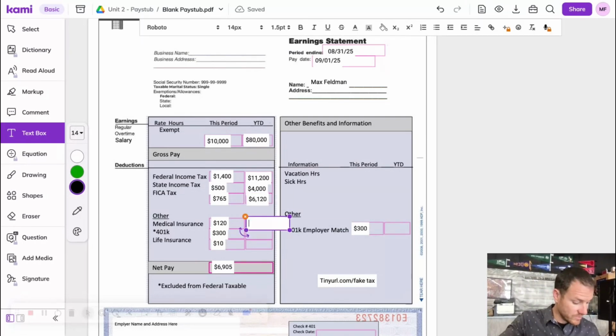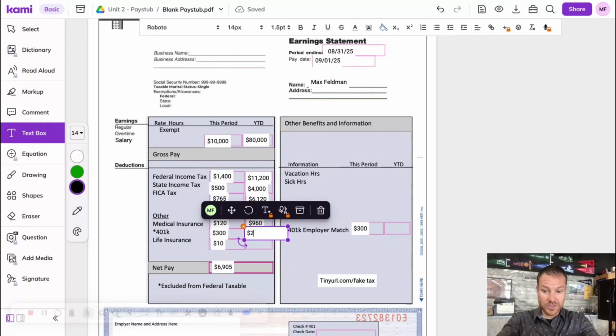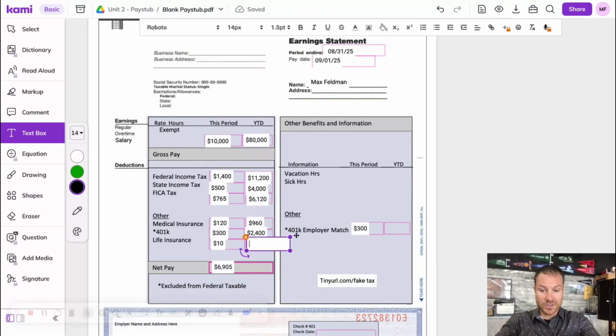$120 times 8 is $960. 300 times 8 is $2,400. And 10 times 8 is $80.